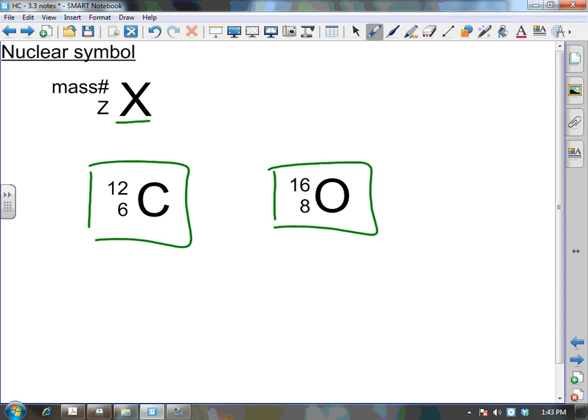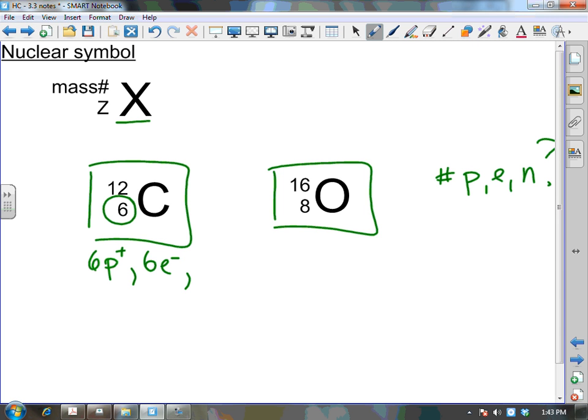So from this, we can figure out the number of protons, electrons, and neutrons. Here in carbon, the bottom number represents the atomic number. The atomic number equals the number of protons. So 6 protons. Also right now, because we haven't said otherwise, the atomic number also equals the number of electrons.